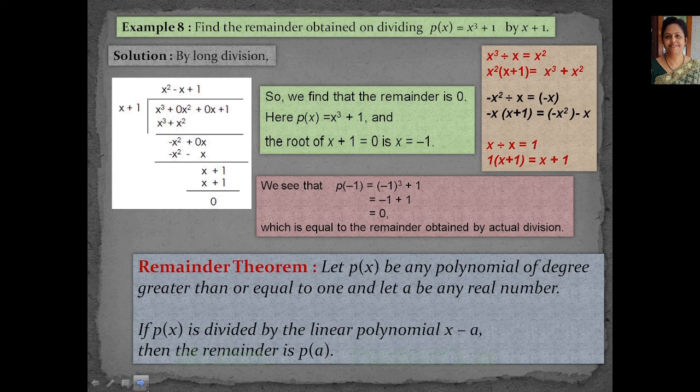So what is the remainder theorem? Let p(x) be any polynomial of degree greater than or equal to 1 and let a be any real number. If p(x) is divided by the linear polynomial x minus a, then the remainder is p(a). The zero of x minus a is a, because a minus a is 0. So p(a) will be the remainder.